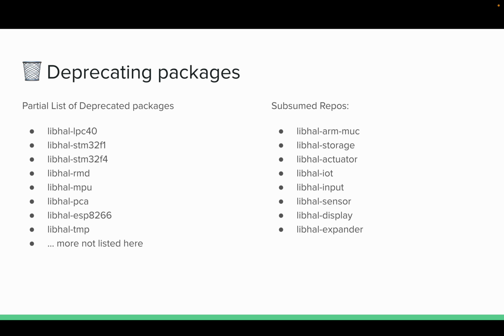The only other repos that would grow into the libhal organization would be things that are like projects that implement something, like can opener, as an example. So things like TMP, which is a temperature sensor, that goes into sensor. ESP32 will end up in IoT. It's not there yet. PCA will go into expanders. That's its own little software area.